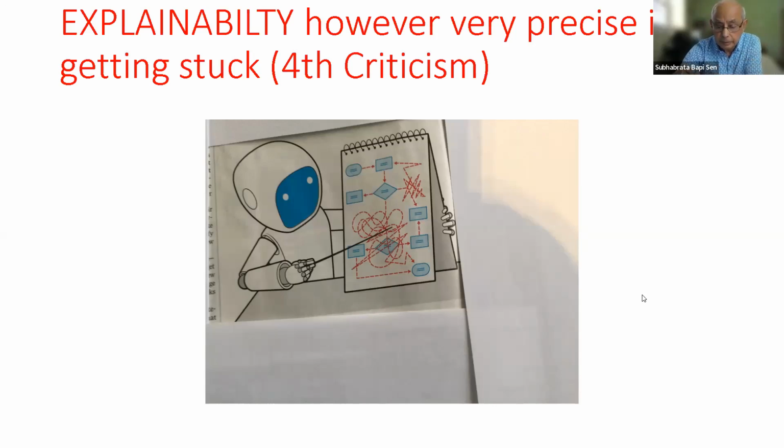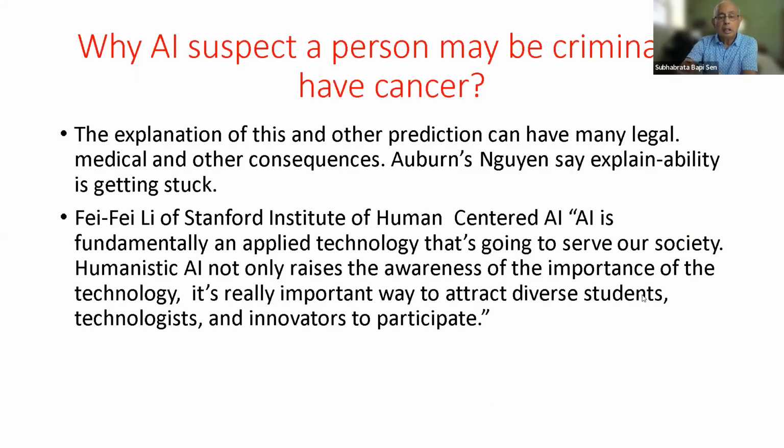For instance, the explanation of a prediction that a person may be a criminal or have cancer, the explanation and the prediction, can have many legal, medical, and other consequences. Explaining the theory is getting stuck when it tries to explain things.